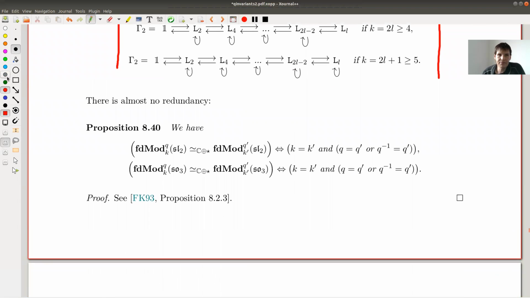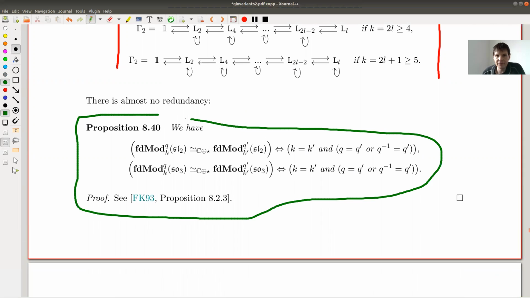And this funny proposition tells you that there's almost no redundancy. So almost all of them are non-equivalent. So you get these huge families of fusion categories. Namely, they're equivalent for different choices if and only if k is equal to k prime. So k was one of my choices. And there's another associated choice, which I haven't discussed so much.